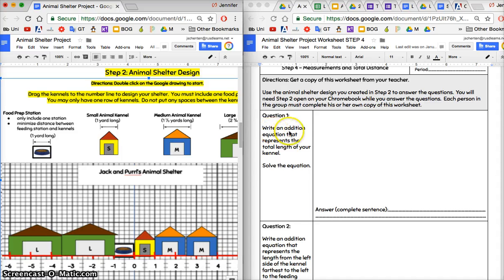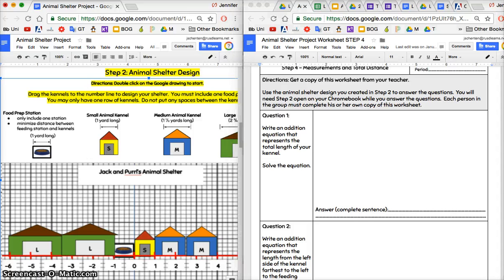It says, write an addition equation that represents the total length of the kennel. So we know that one way to figure out total length would be just to come back over here and count, right? 1, 2, 3, 4, 5, 6, 7, 8, 9, 10. So the total length of all my kennels is 10. But this is asking you something different. It's asking you to write an addition equation. So you're going to add up the lengths of the kennels. So you can count on the number line to check, but you have to show your work on your paper. So what would that look like?